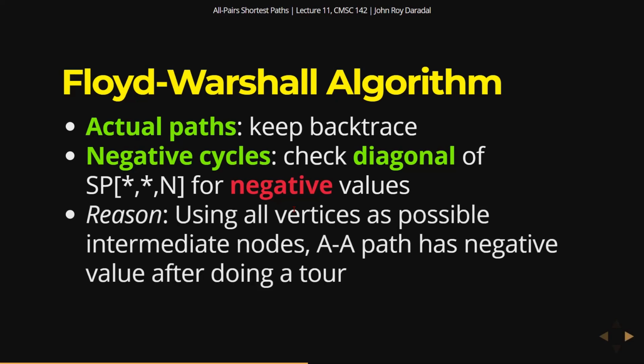So the reason for this is because using all vertices as possible intermediate nodes, an A to A path still has a negative value after doing a tour. So there is a cycle, a negative cycle from A going back to A. Okay, because there's a negative value. So if that's the case, there's a negative cycle, and the shortest path values are invalid.